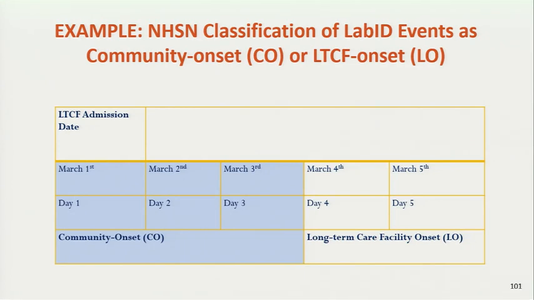Same example that we talked about earlier. So if the resident is admitted on March 1st, a specimen collected on March 1st, March 2nd, or March 3rd will all be categorized by NHSN as community onset. A specimen collected March 4th or later will be categorized by NHSN as long-term care facility onset. Remembering that all community onset and long-term care facility onsets that are non-duplicate should be entered into the NHSN application, even if that specimen is collected on day 1 of admission to your facility.